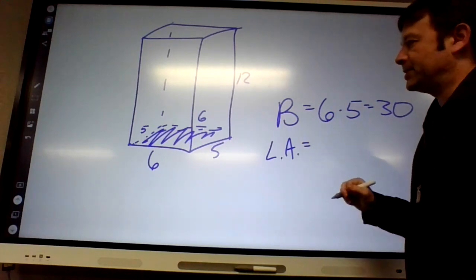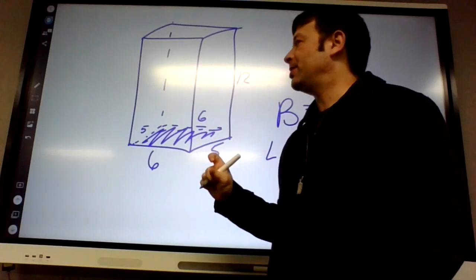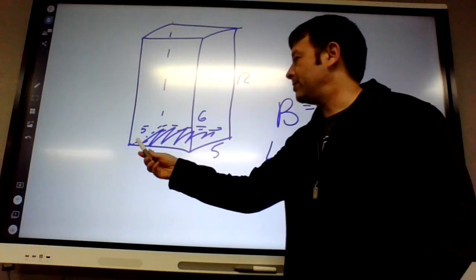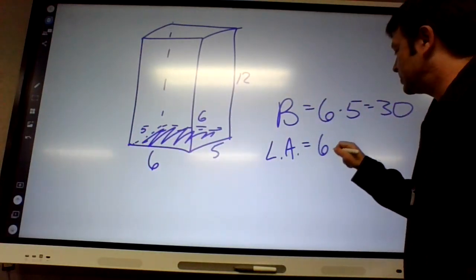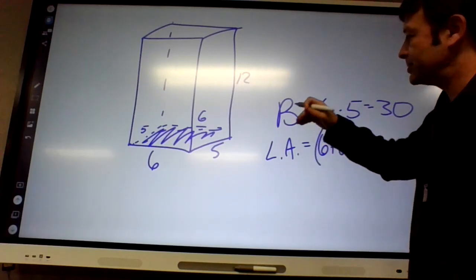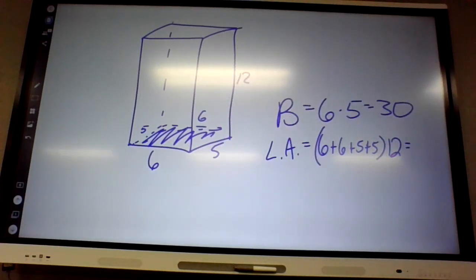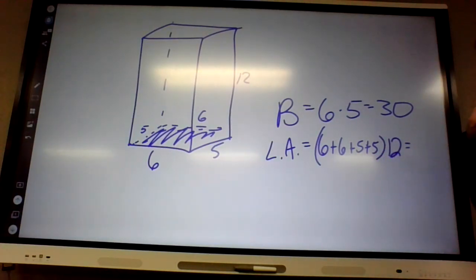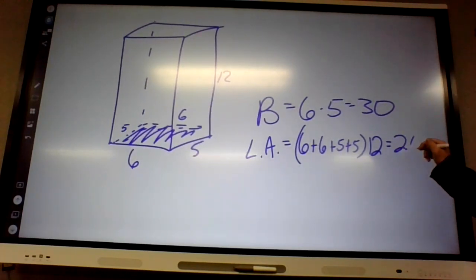I know people have a hard time comprehending this. Remember I did say though that I'm not going to make you memorize these formulas. You'll just have to be able to plug stuff in basically. So lateral area would be 6 plus 6 plus 5 plus 5. That would be the perimeter, times 12. Perimeter times height. Actually, I'll figure it out. It's 22 times 12. 220 plus 44, 264.